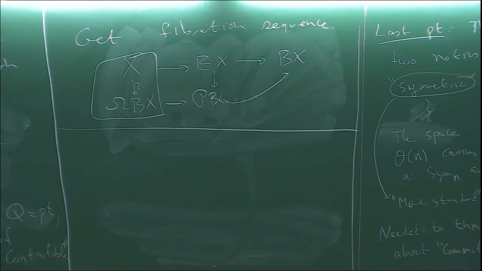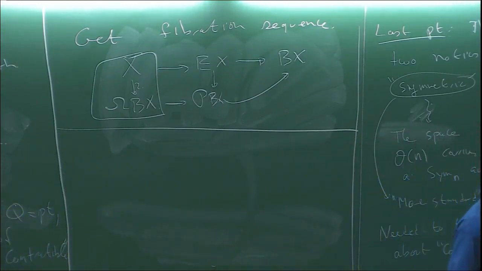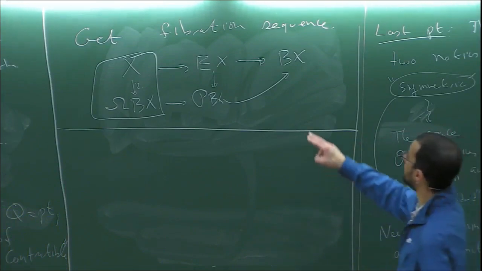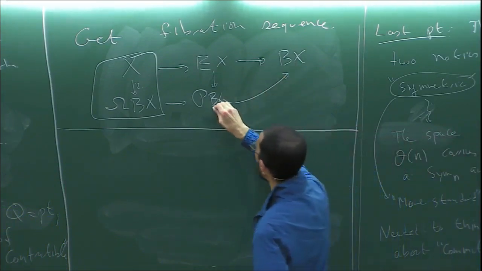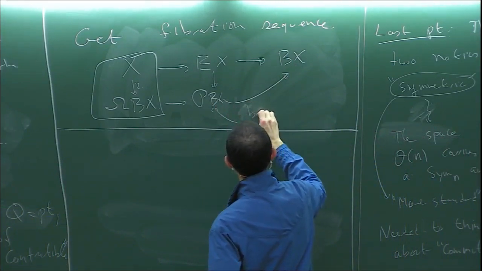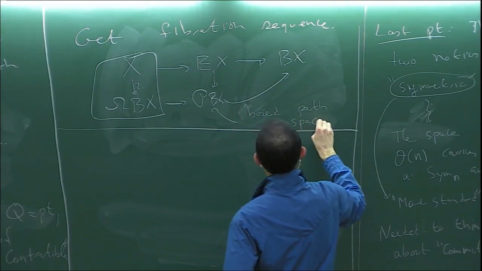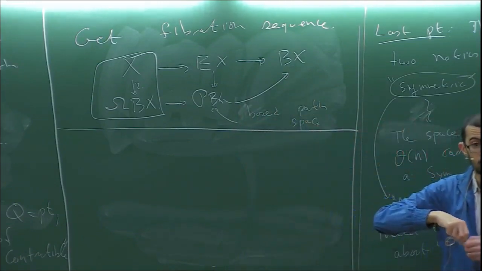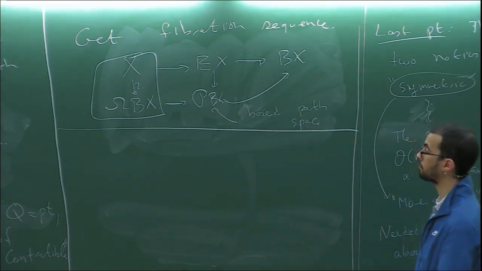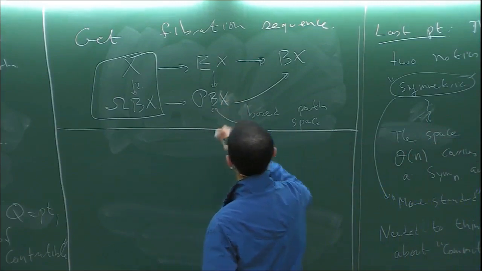So that was the sketch of that proof, and this one is the path space. This was the based path space. So BX has a base point, and if you look at just paths, BX, this is BX.